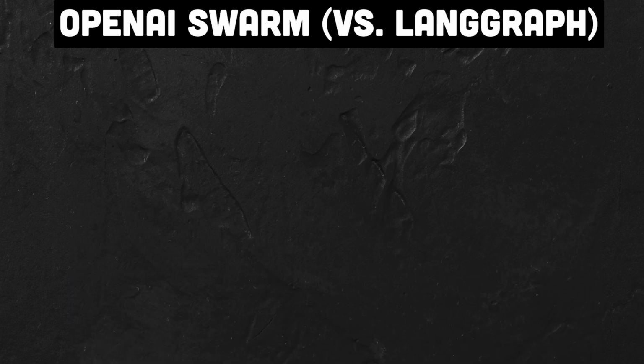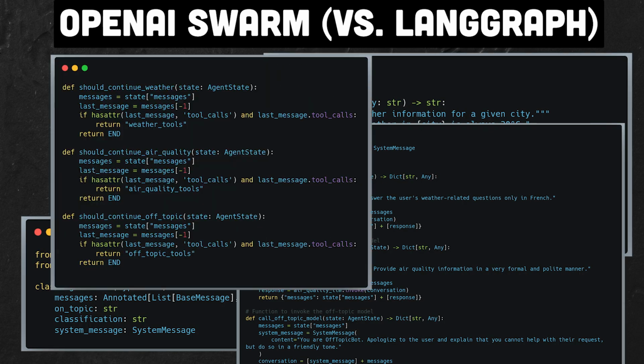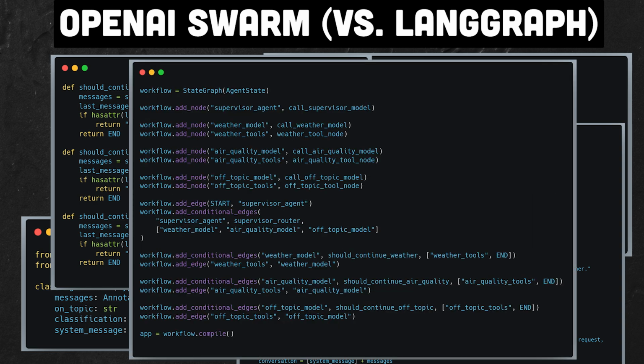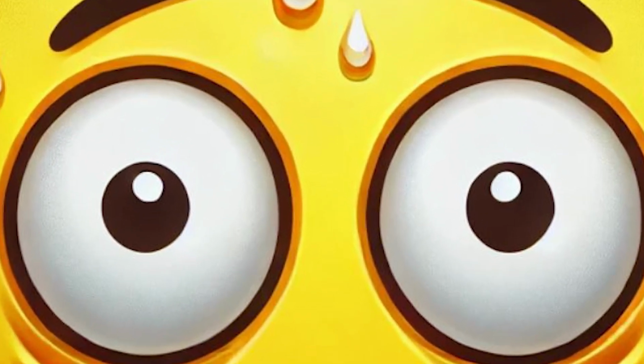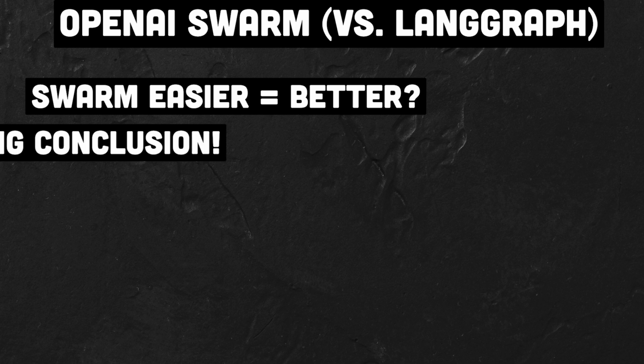final result. In comparison, when using LangGraph, you need to define state, set up the LLM with tools, define functions, routes, edges and completely define the workflow on your own. Sounds much more complicated, right? And therefore OpenAI Swarm is much better because it's easier to use, but not so fast.